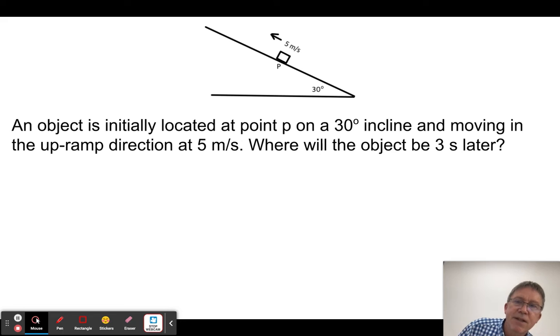All right, so here, let's just go through a problem. I've got an object that's initially located at point P on an incline. The incline has a 30-degree angle to it.